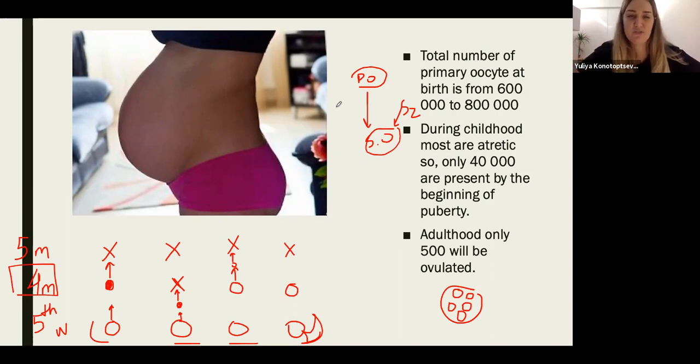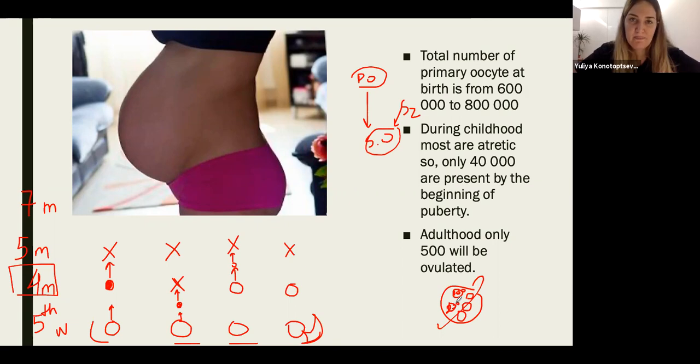From 5th month until 7th month, you're going to see that there will be lots and lots of apoptosis. This is one ovary right here. In this cluster, I had 100 primary oocytes, for example. In this cluster, I had 100 primary oocytes. 99 will die. In this cluster, I had 200 primary oocytes.